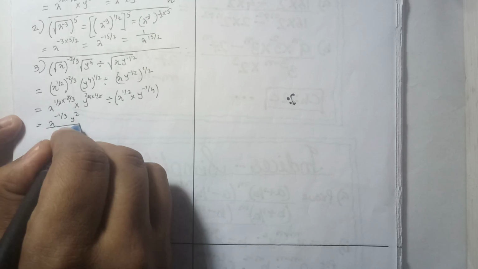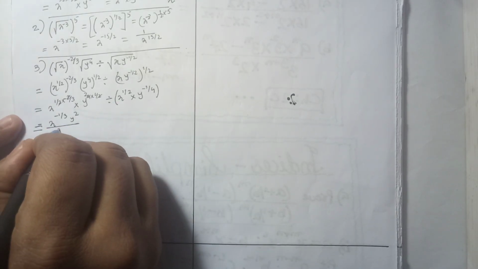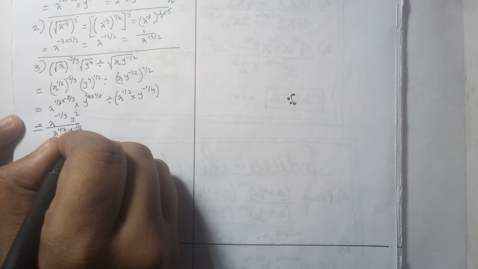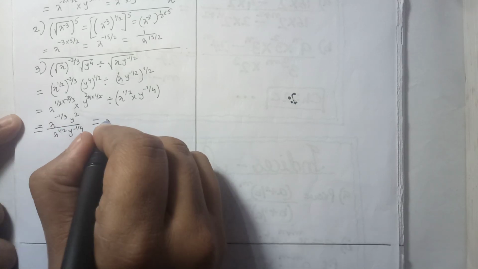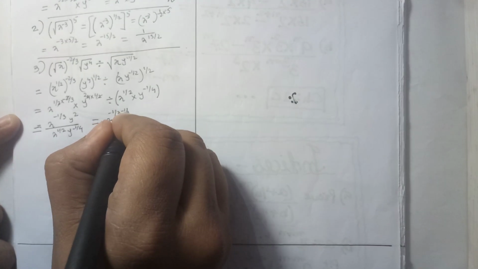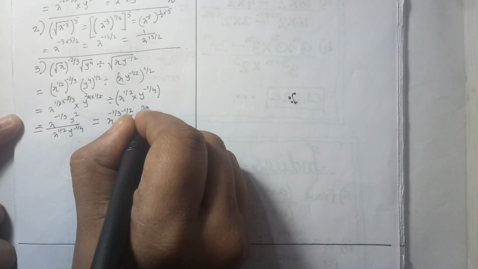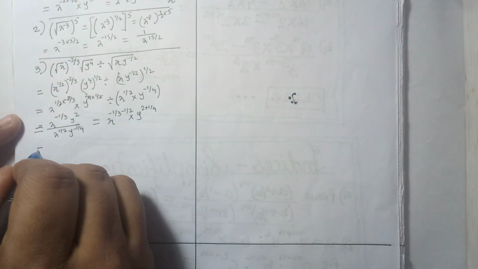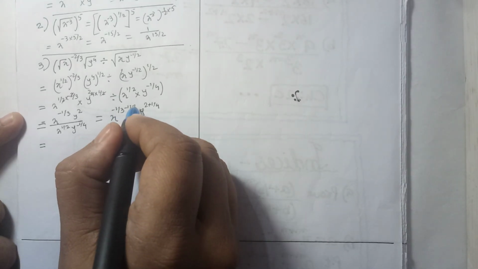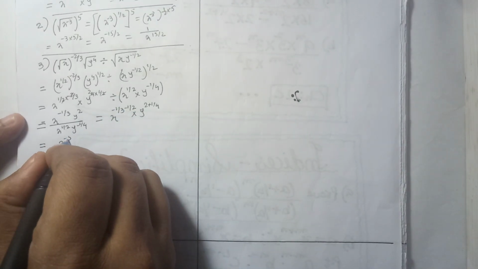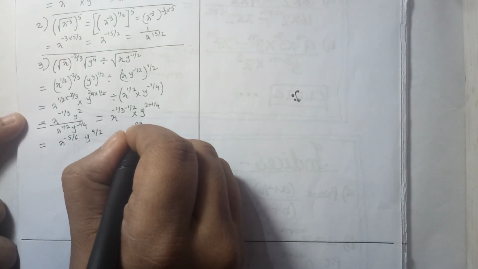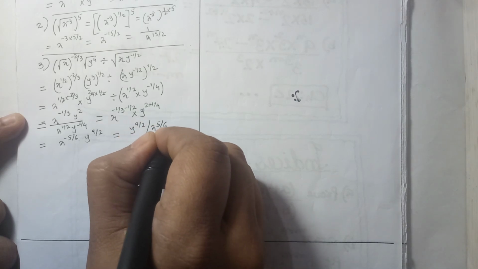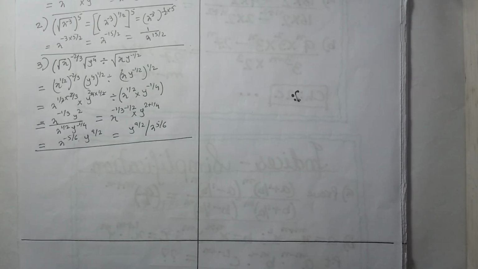y square divide by x to the power of half. When there is a division, the powers get subtracted. So this will give me x to the power minus 5 by 6 into y to the power of 9 by 2. That is y to the power of 9 by 2 divided by x to the power of 5 by 6. Okay, fine. The next one.